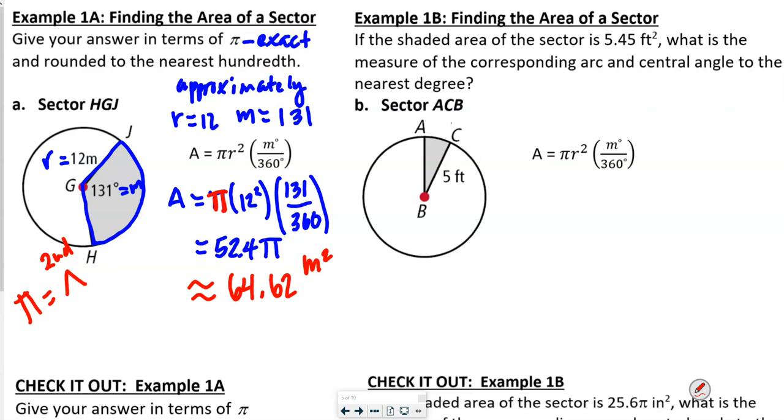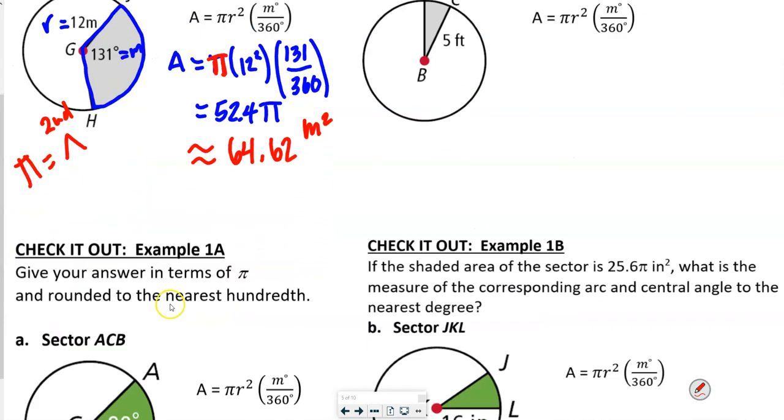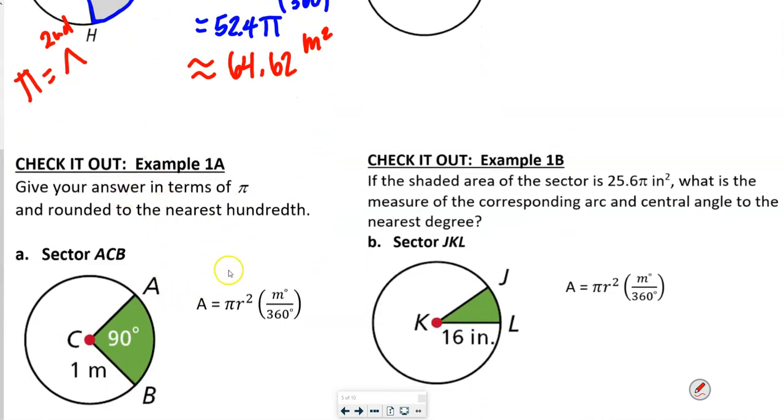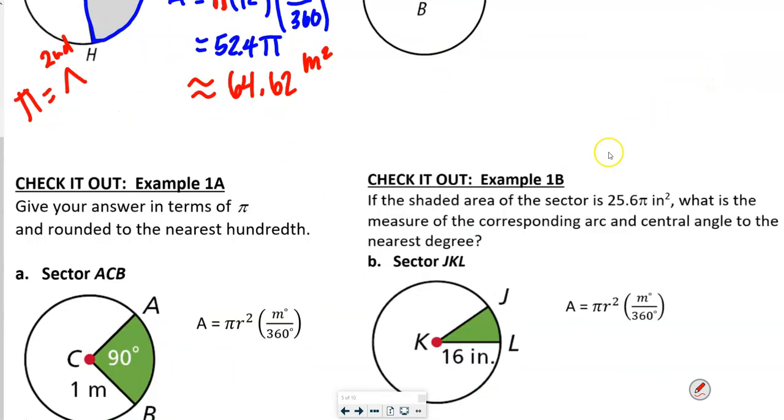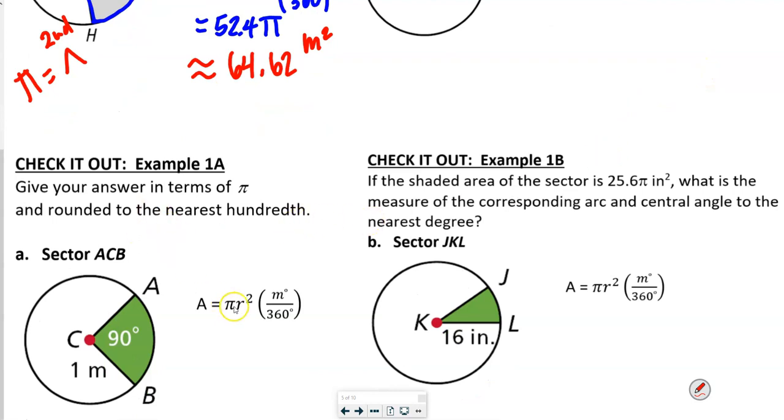So let's do another one. This one says if the shaded area of the sector is 5.45, what is the measure of the corresponding arc and central angle to the nearest degree? You know what? Actually, let's do this one down here first. Let's do this check it out, and then we'll come back to that next problem, okay? So let's do this check it out right here. Let's see if you guys can do this.